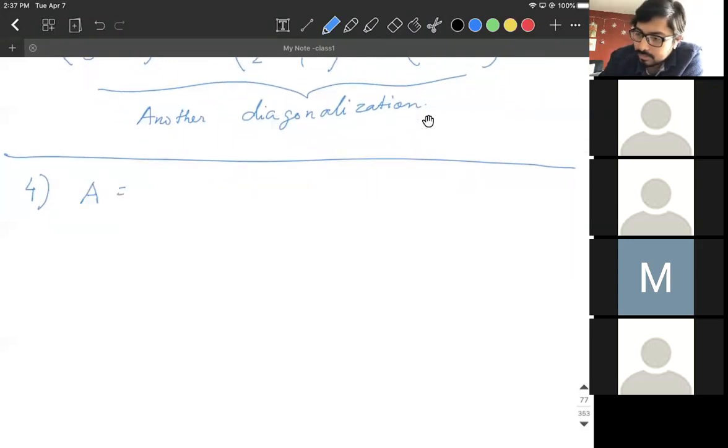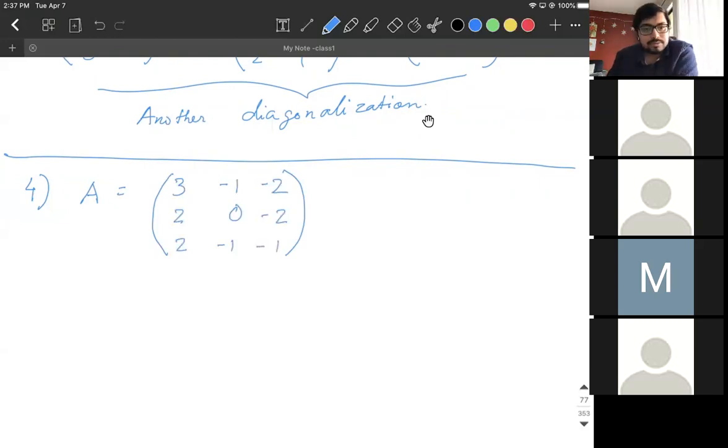Well, let's see. I mean, there could be repeated eigenvalues, so things might be slightly trickier. But in principle, the process remains the same. So this is our matrix now. So, diagonalize A.